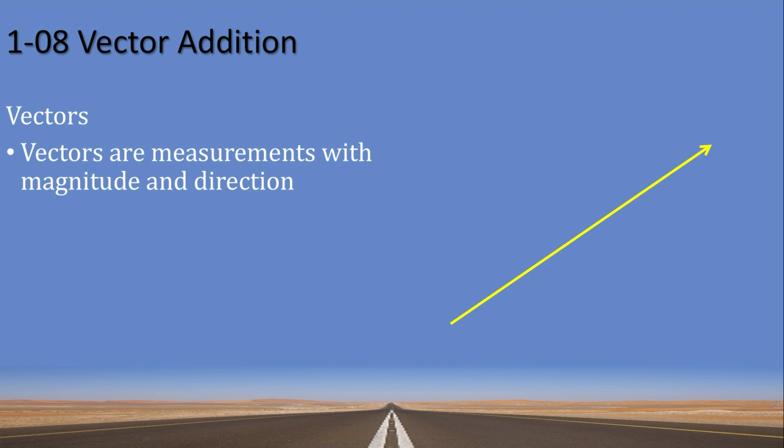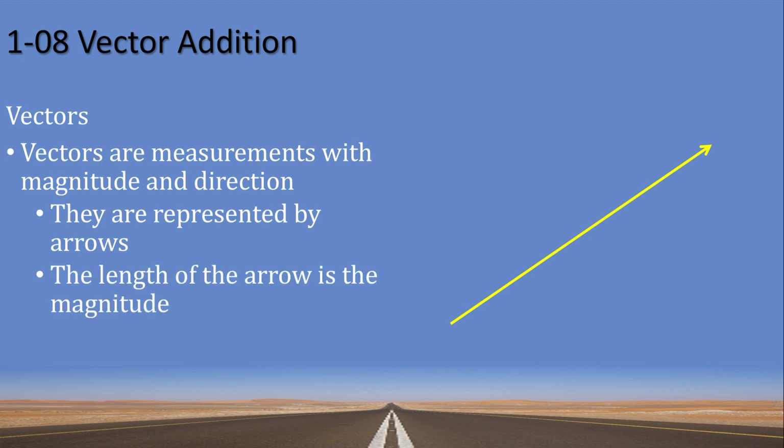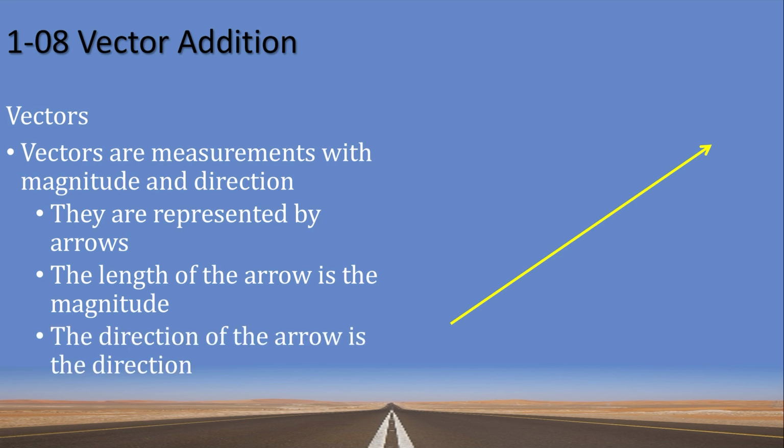Vectors are measurements with magnitude and direction. We represent vectors with arrows. The length of the arrow is the magnitude, so a longer arrow has a bigger value than a shorter arrow. And the direction of the arrow is the direction.